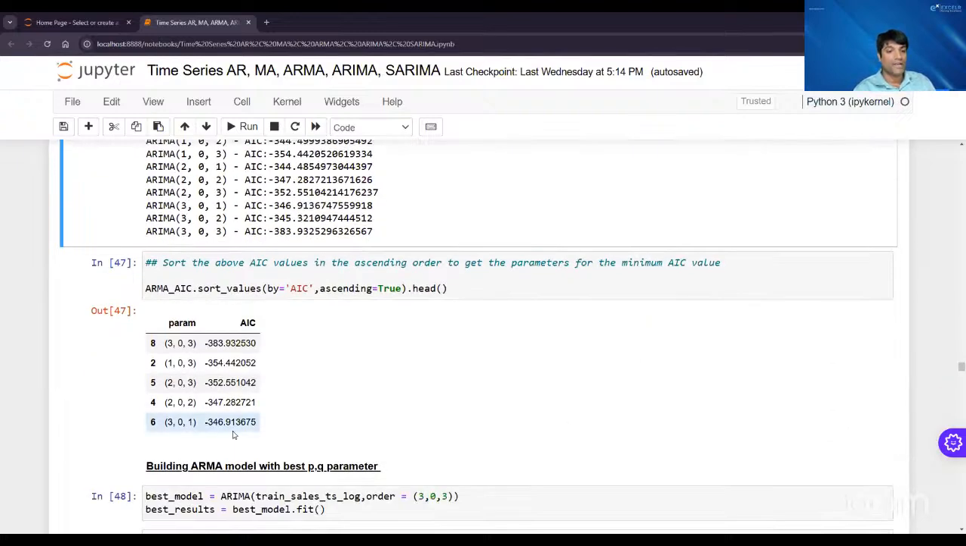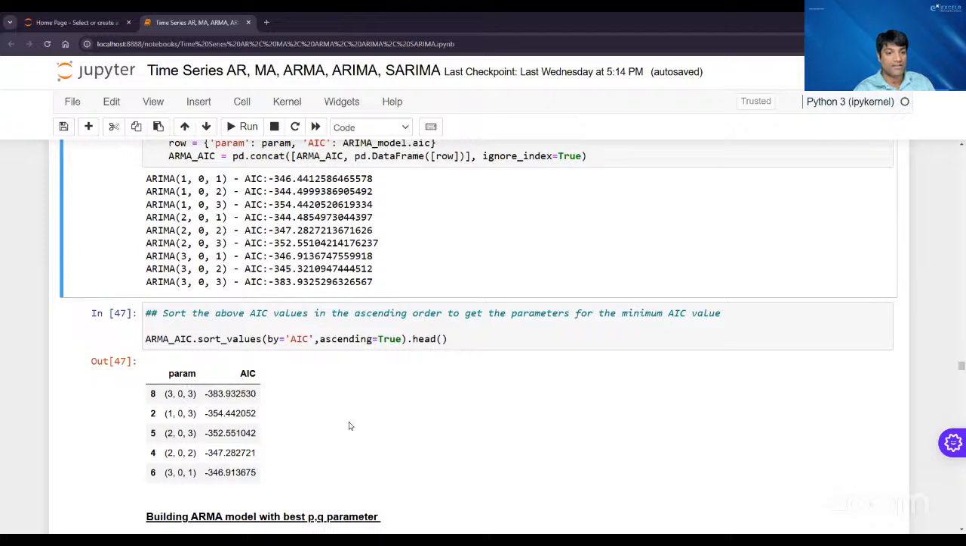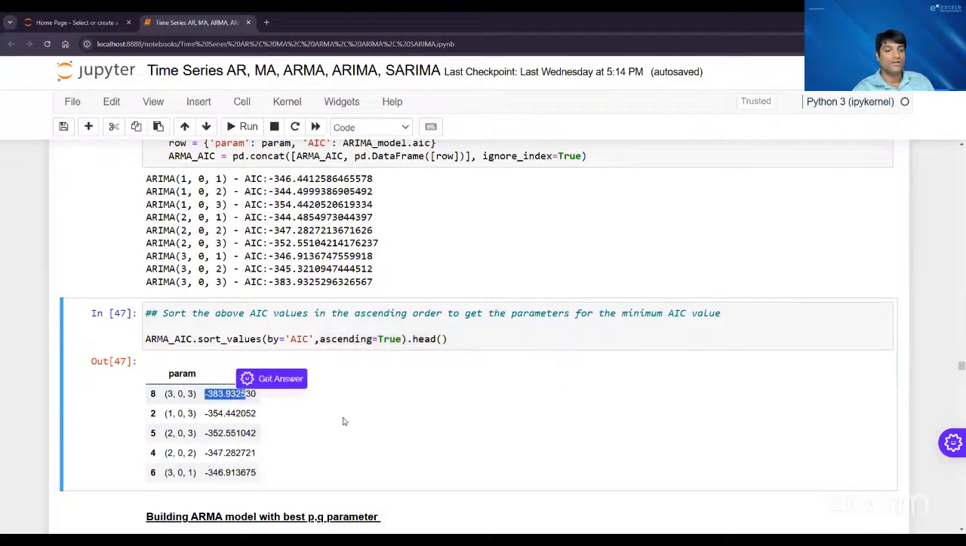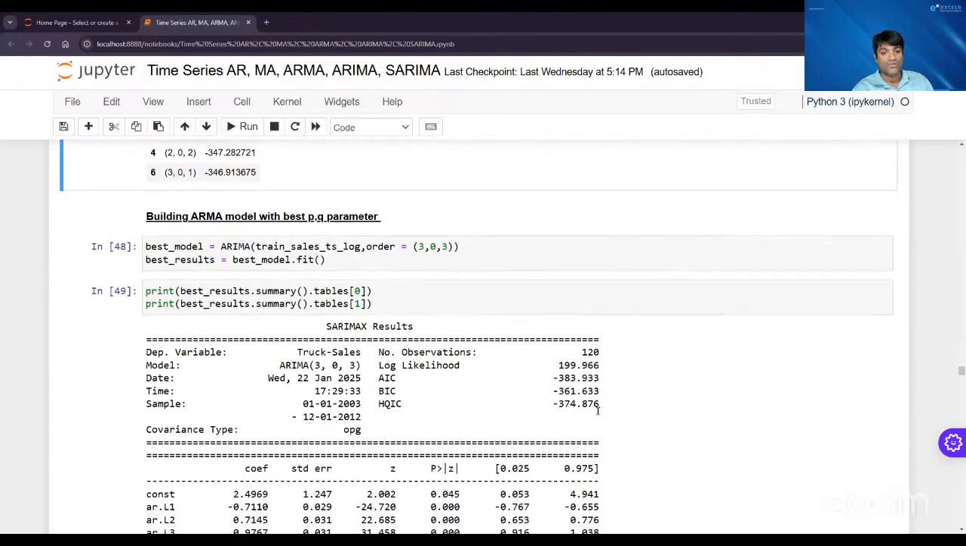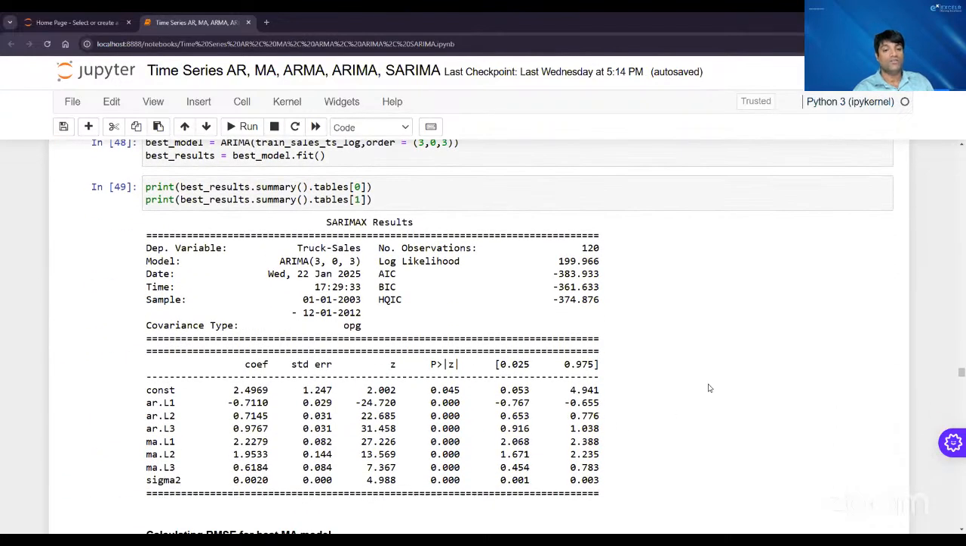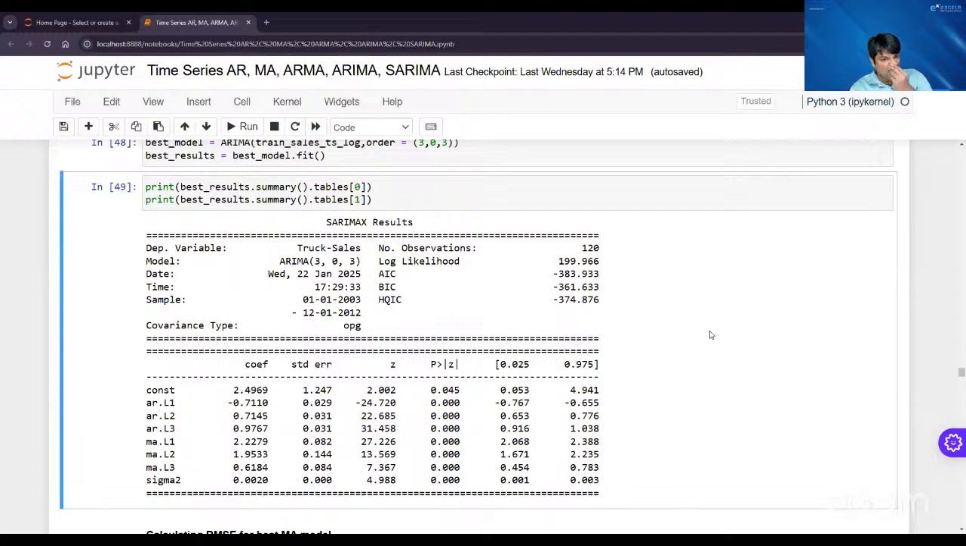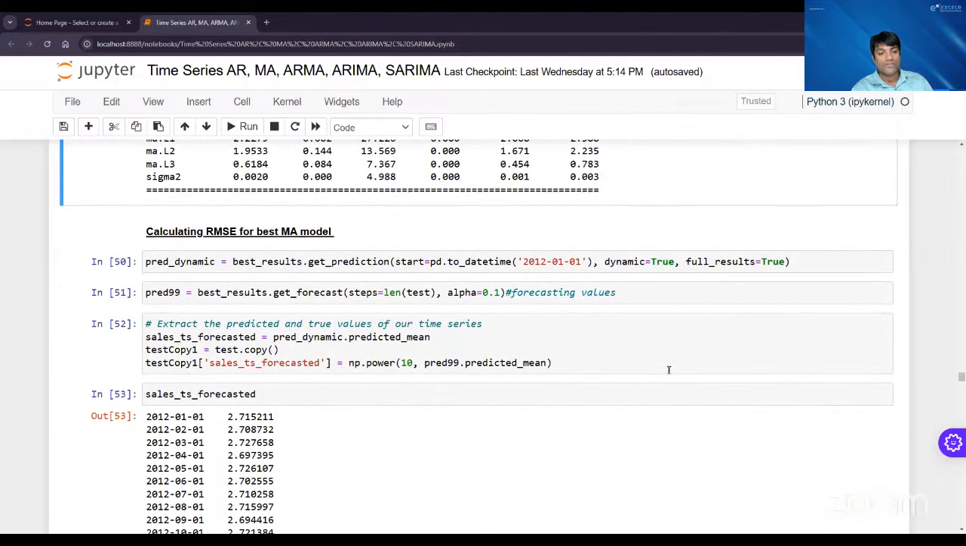Now, if you see the values, the most negative, you can plot a graph to sort by ascending order, because it's a negative value. So the smaller value comes at the top, because minus 346 is greater than minus 383 since it's a negative value. Next, for the ARIMA model, we are trying to summarize the data. And for this ARIMA model, you can see again the coefficients and the sigma values.